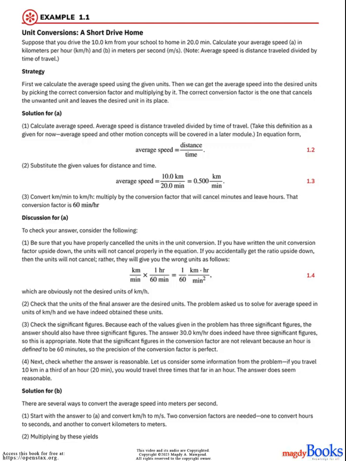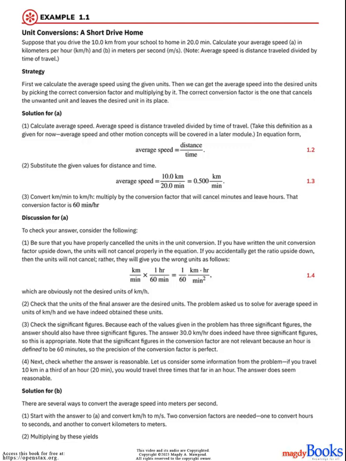1.2. 2. Substitute the given values for distance and time. Average speed equals 10.0 kilometers over 20.0 minutes equals 0.500 kilometer per minute. 1.3. 3. Convert kilometer per minute to kilometer per hour. Multiply by the conversion factor that will cancel minutes and leave hours. That conversion factor is 60 minutes per hour.